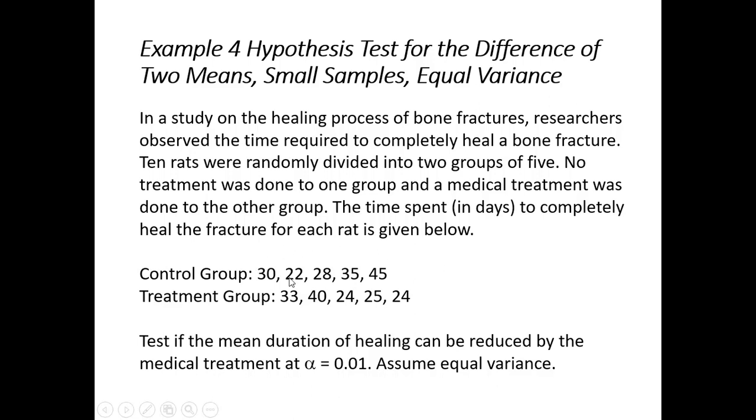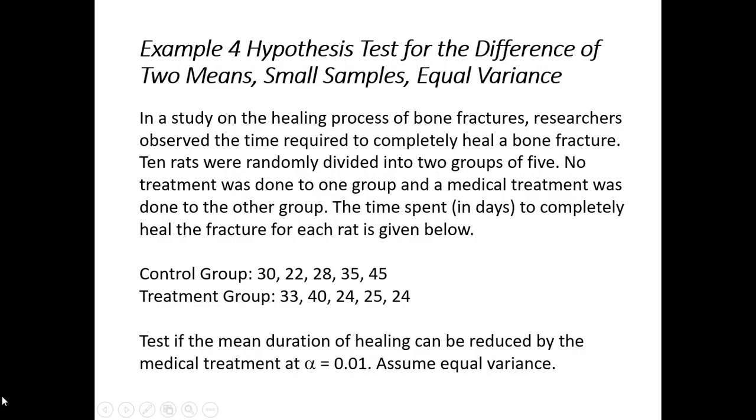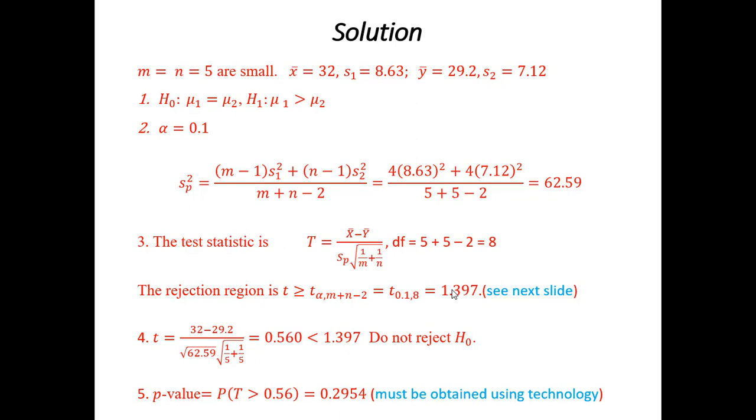Notice we have small sample sizes, 5 for each group. We want to test if the mean duration of healing can be reduced by the medical treatment at alpha equals 0.01, and we're told to assume equal variance. As we solve this, we would have to make some calculations if we had the problem in this form. Notice we're not given sample means or standard deviations, but it's fairly easy to find these. Using technology, a calculator or a spreadsheet, we can calculate that x bar is 32, S1 is 8.63, and for the other group the sample mean y bar is 29.2 and S2 is 7.12.